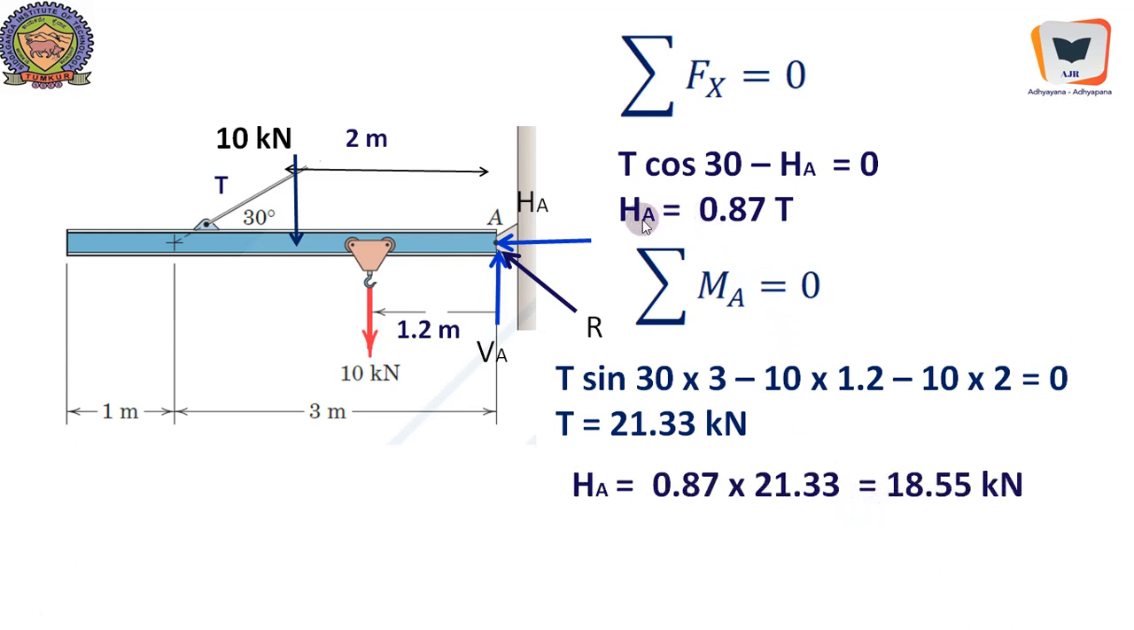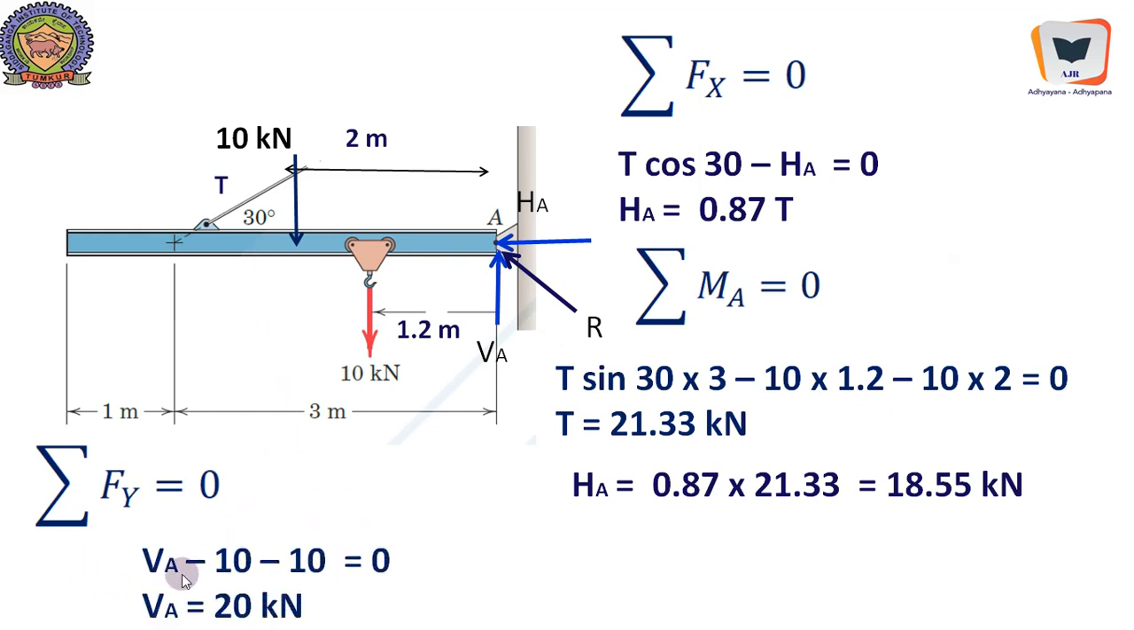Now we can find out what HA is. That is HA is 0.87 into T. It emerges to be 18.55. And continuing with this, sigma Fy equal to 0, we have VA that's going up. This is our assumed direction, minus 10 the weight, minus 10 the applied load. We have got VA equal to 20 kilonewton. So all the answers are coming out to be positive, therefore our assumed directions over here are correct.